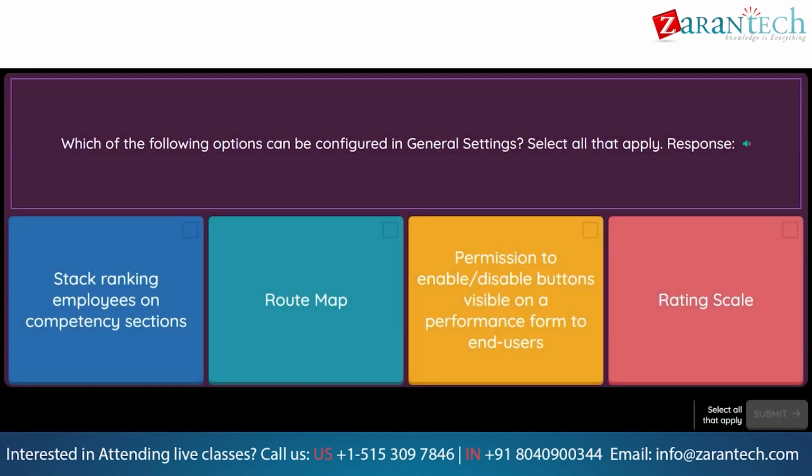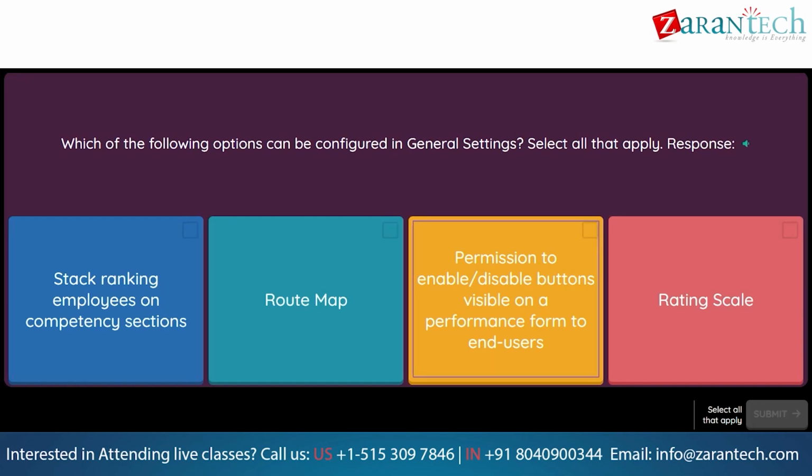Question: Which of the following options can be configured in General Settings? Select all that apply. Response: Option 1, stack ranking employees on competency sections. Option 2, Route map. Option 3, Permission to enable/disable buttons visible on a performance form to end users. Option 4, Rating scale.